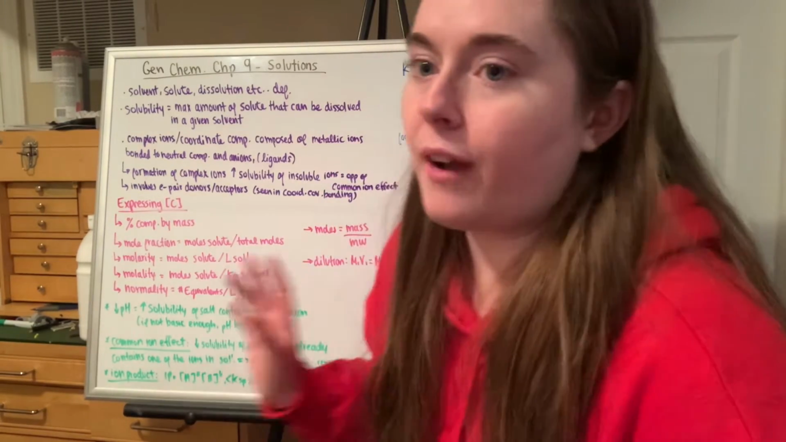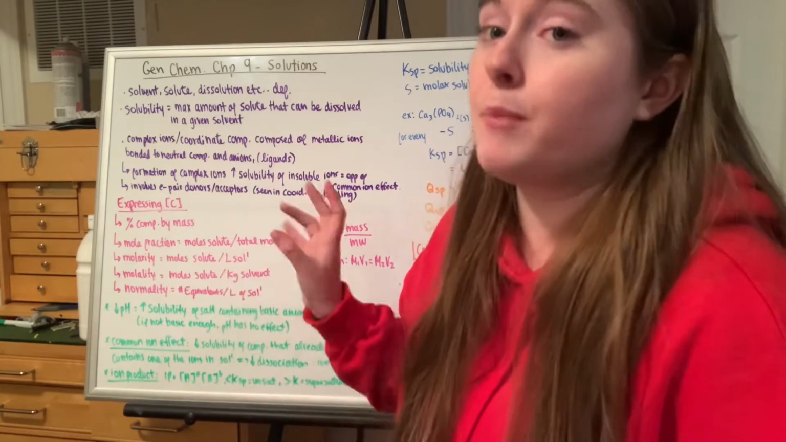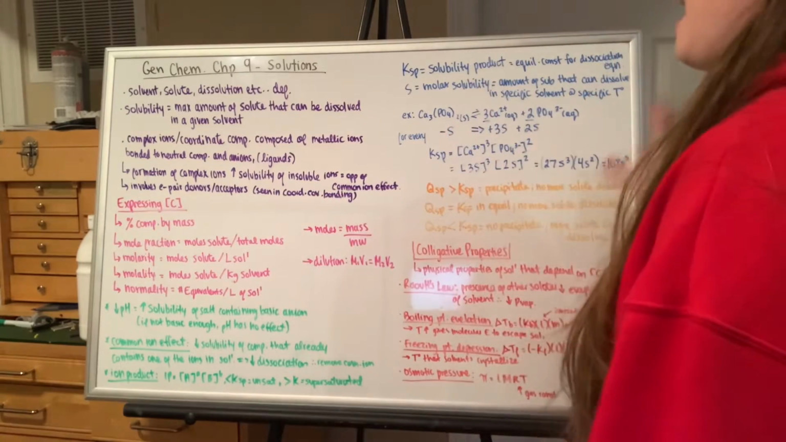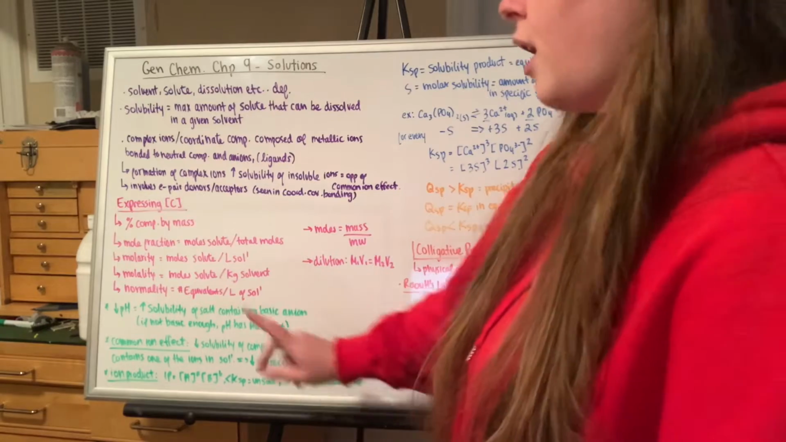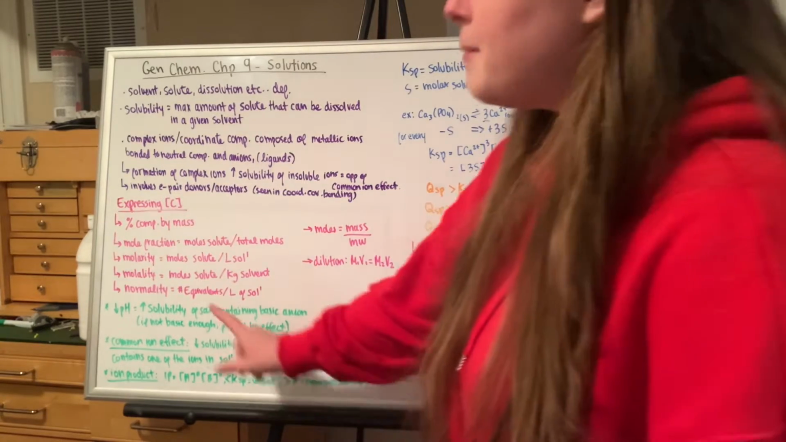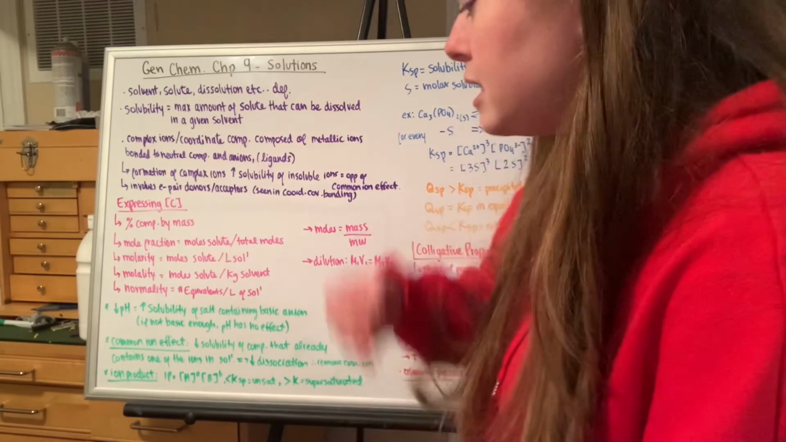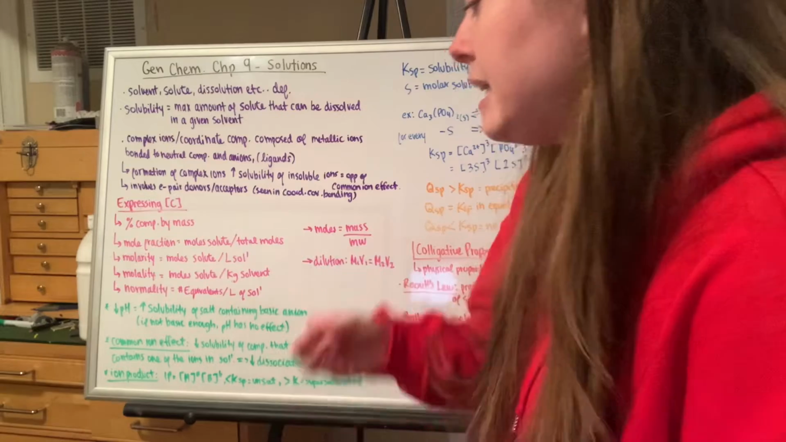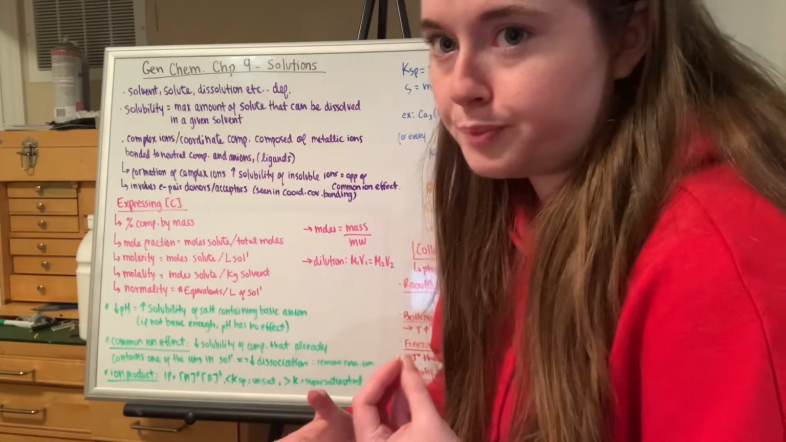Okay, so now that we've got those basics out of the way and we see all the different ways we can express concentration, we need to take note that concentration is super important when we're talking about solubility. So, as I mentioned before, here is the common ion effect. The common ion effect is basically saying that there's a decrease in solubility of a compound that already contains one of the ions that is in the solution.